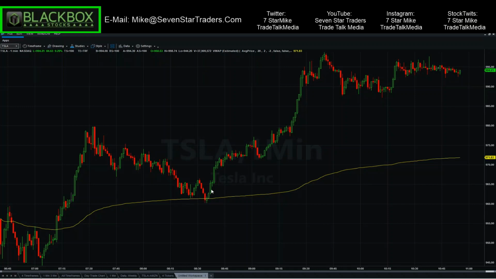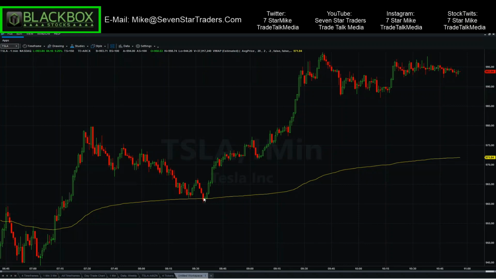So if you see this bounce off VWAP and enter, you know right away if you're wrong because it reverses and goes back below VWAP. So this is a low risk entry. We're going to take a call position here.